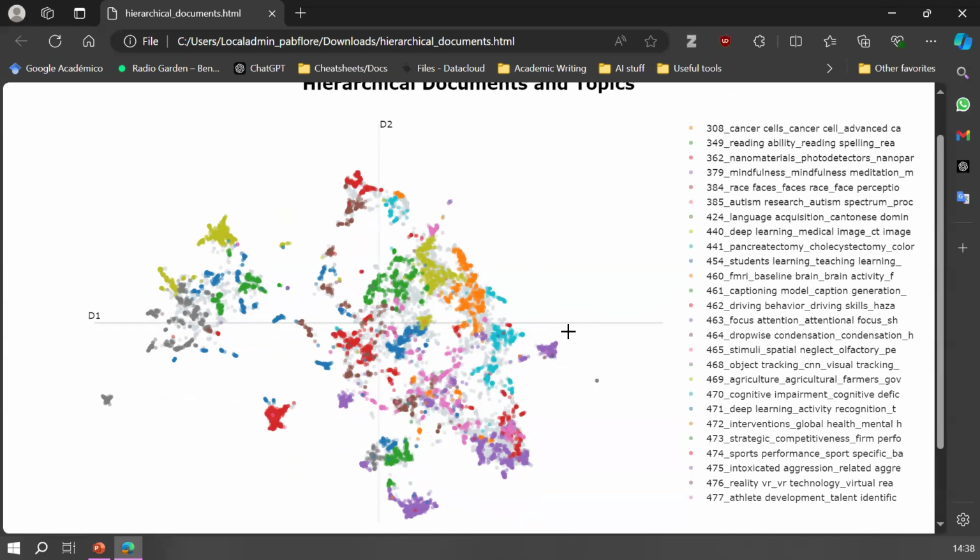But yeah, what about gray areas? What are they? Thanks for bringing that up. The clustering will not assign every document to a group. There are always going to be outliers.